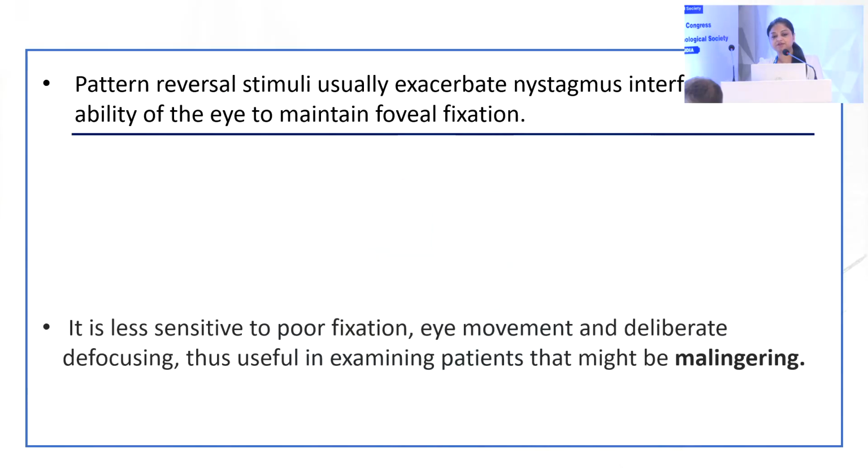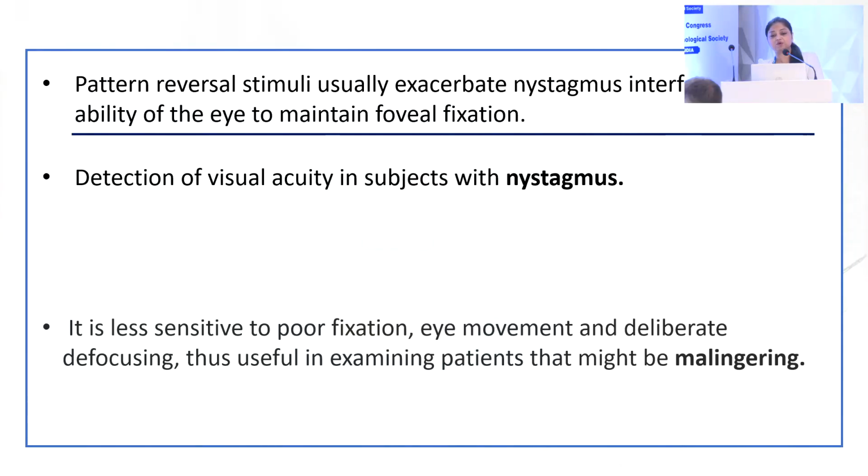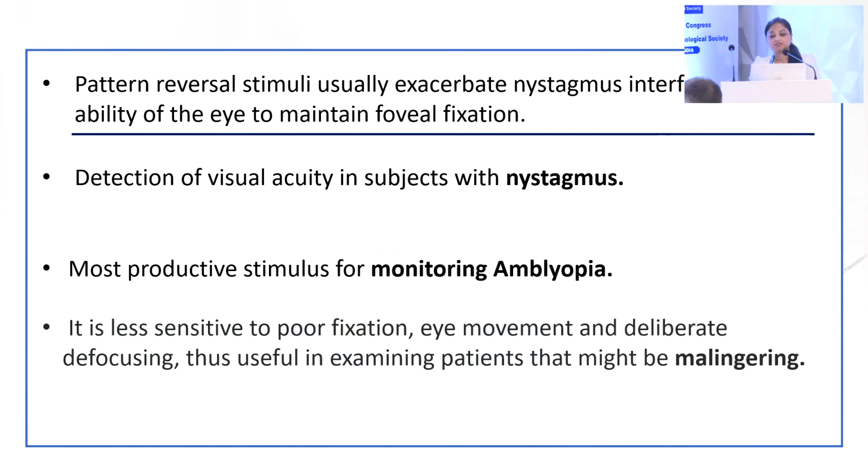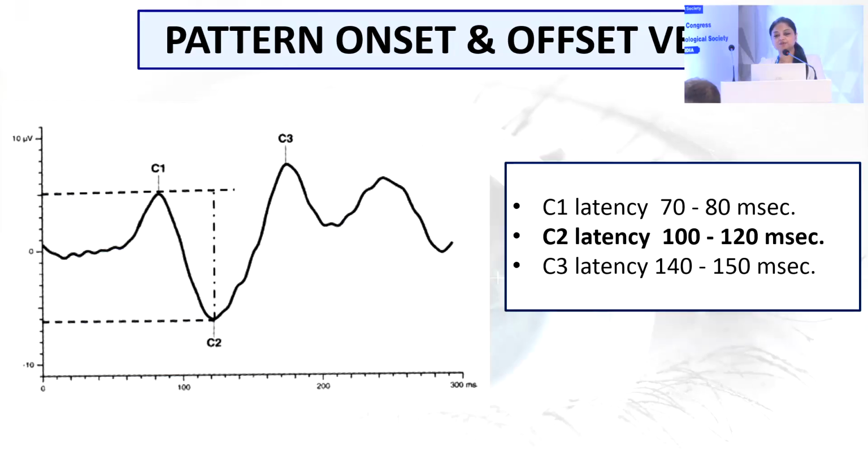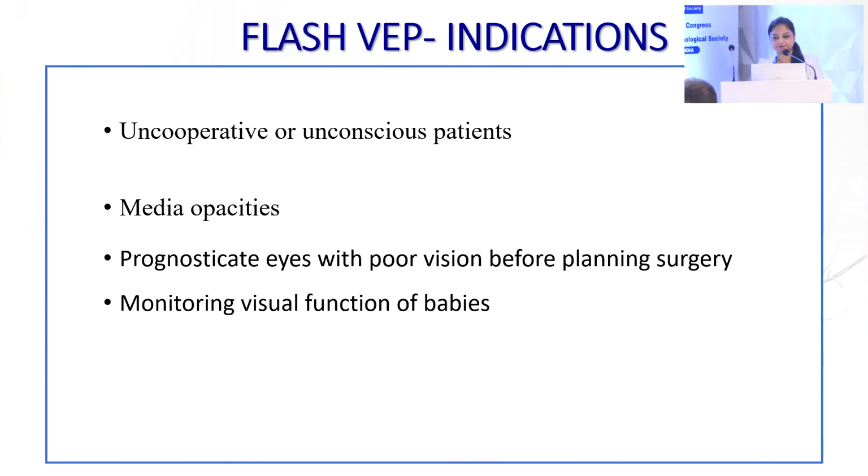Pattern reversal stimuli usually exacerbate the nystagmus, interfering with the ability of the eye to maintain foveal fixation. That's why pattern onset and offset is important for patients with nystagmus. It is also less sensitive to poor fixation, so it is good for testing patients with malingering. It is also useful in monitoring amblyopia. These are the waveforms of pattern onset and offset. There are three waves. The C2 is the most important one. Normal latency is 100 to 120 milliseconds.